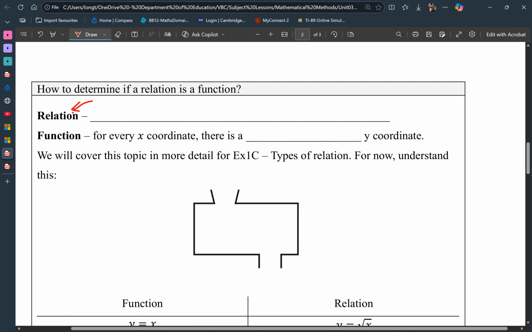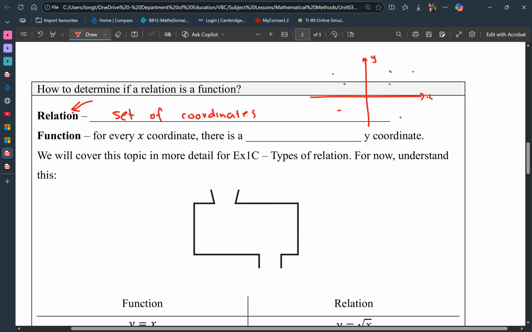For those who don't know, it just means set of coordinates. What does that mean in plain English? See, on a Cartesian plane, every time you have any coordinates, see those coordinates there? That's random. 1, 2, 3, 4, 5, 6. That's called a relation. That's a collection or set of coordinates.